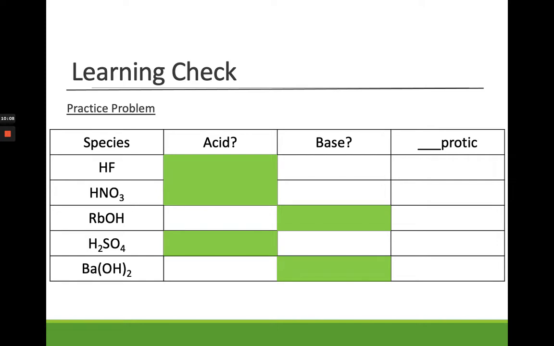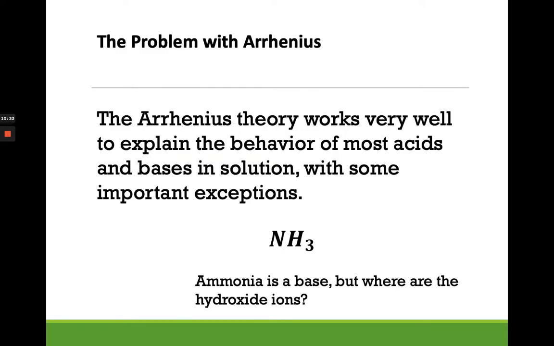All right. So if it's an acid, diba, it releases protons. So HF is monoprotic, HNO3 is monoprotic, H2SO4 is diprotic. We do not consider rubidium hydroxide and barium hydroxide because they are not acids. They do not produce H plus ions in water, right?